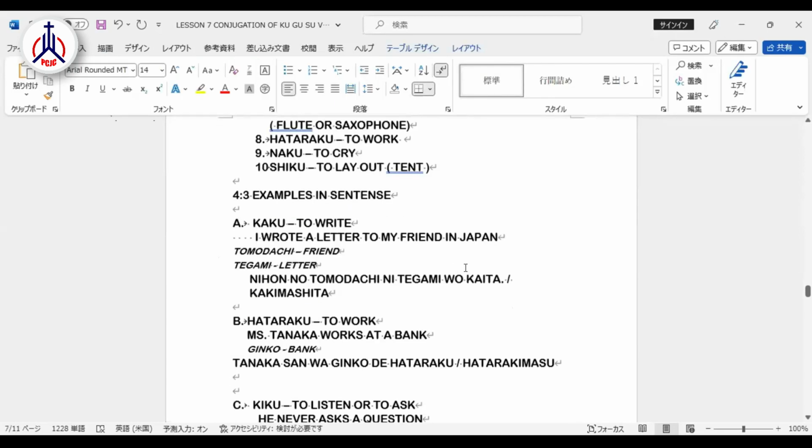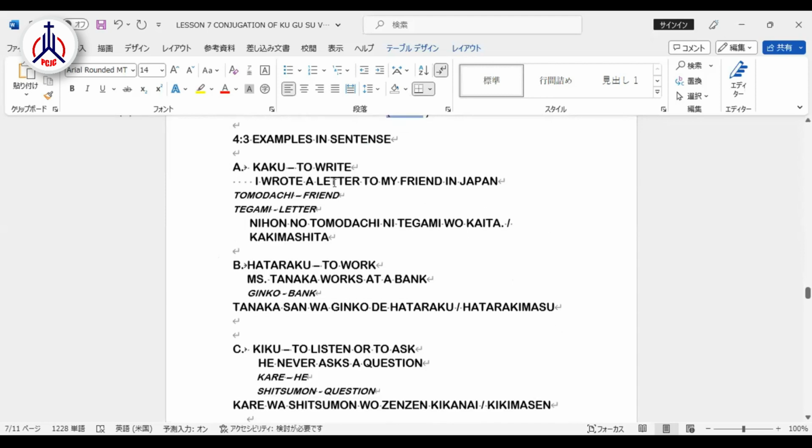Let's have an example. Example in a sentence. For example, the word kaku means to write. To write, kaku. In English: I wrote a letter to my friend in Japan. Okay, this is your new vocabulary. Tomodachi means friend. Tegami means letter.